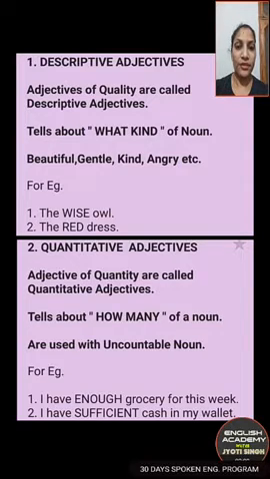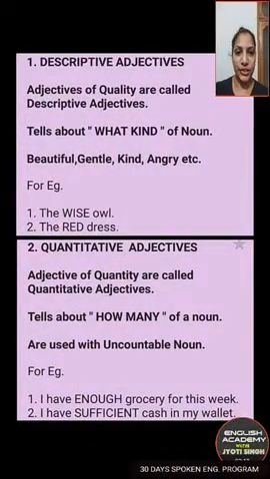Let's understand this with 2 examples. The wise owl. There's an owl, right? Now the owl is wise. So that is the quality of the owl. So here wise is telling you about the quality of an owl. Same way, the red dress. Here red is describing the dress. So the dress is red in color, right? So wise, red, these are the qualities. It is telling you about the quality of the noun.